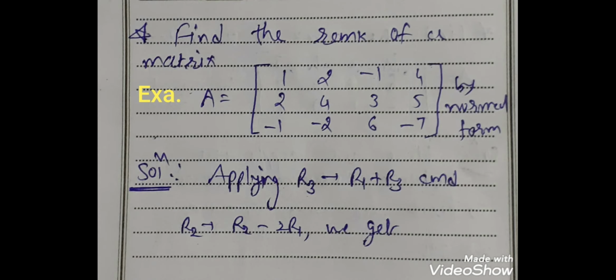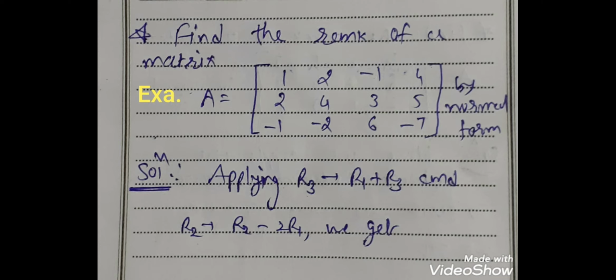Let us discuss one more example to find the rank of a matrix by normal form. Here matrix A is of order 3 by 4. The elements of the first row are 1, 2, minus 1, 4. The elements of the second row are 2, 4, 3 and 5, and the elements of the third row are minus 1, minus 2, 6 and minus 7.